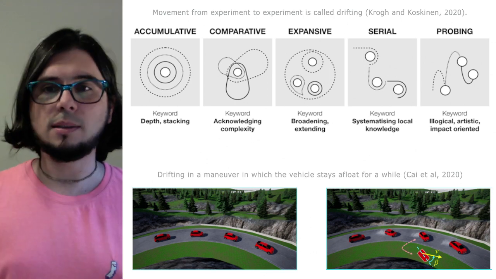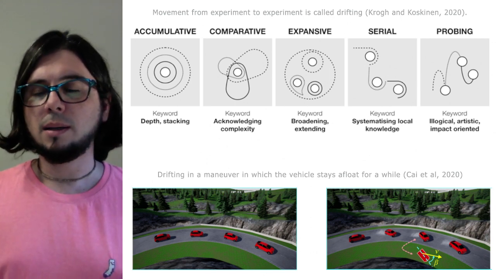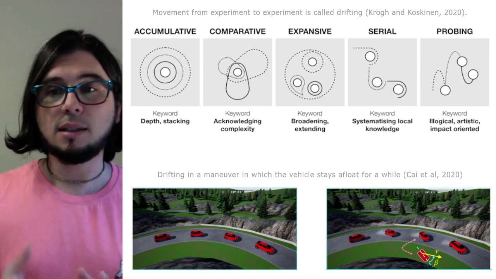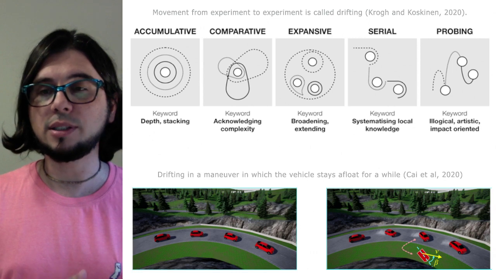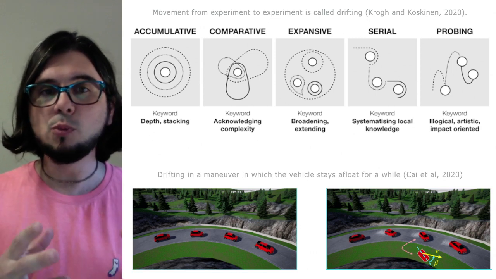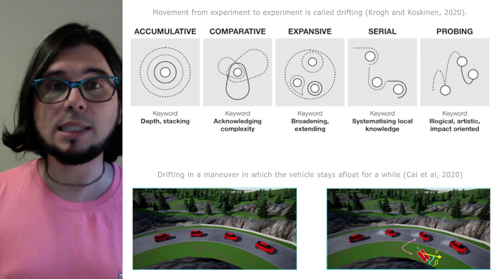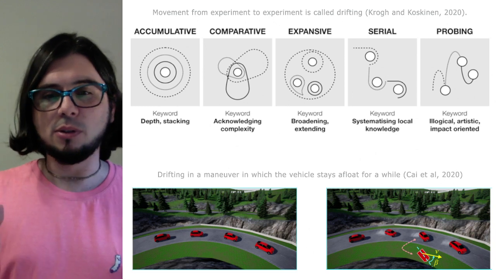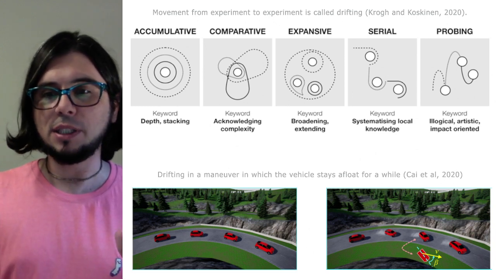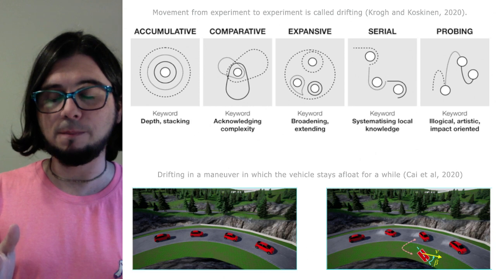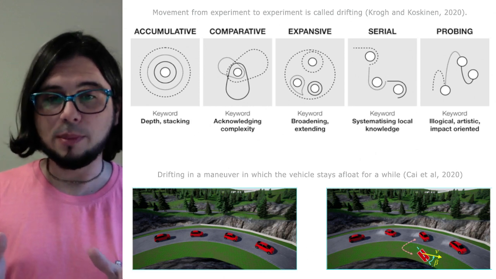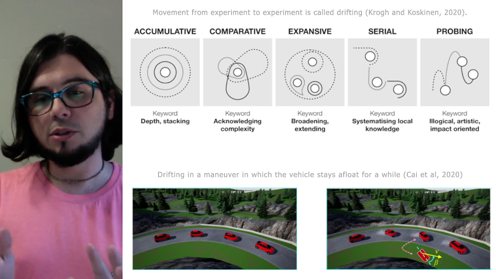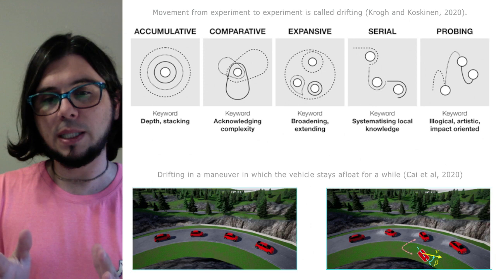There are other interesting researchers describing how researchers move from one experiment to another. I'm highlighting here the work by Krogh and Koskinen. They have written about this movement and describe it as a drifting movement. They rely on this metaphor of speed driving, when drivers want to perform a very quick shift in the direction of the vehicle, but they don't want to lose speed and hit the brakes.